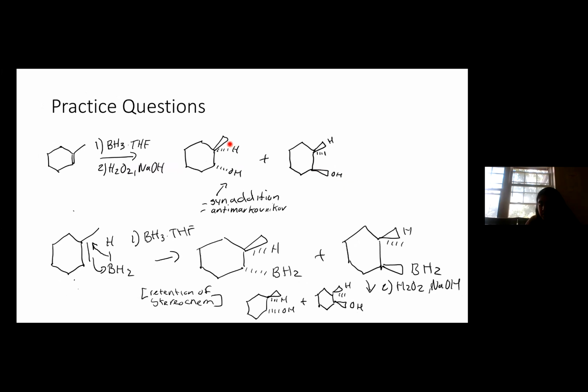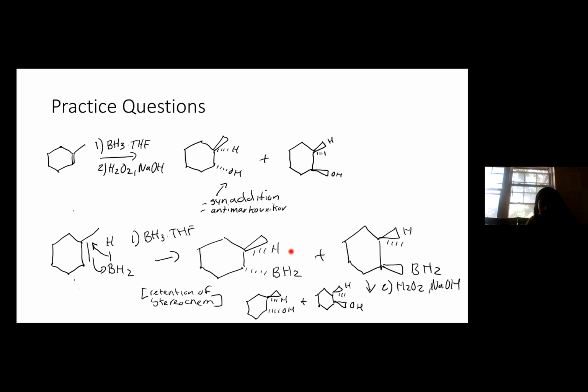So again, these are both dashes or both wedges, because they're syn addition, same side, and Anti-Markovnikov, which is why OH is added to the least substituted carbon. And this is just for you guys to look at, but let me go over it real quickly. So again, this double bond goes to this B, so it forms a bond between this carbon here. This bond breaks, this forms a bond between this carbon and this H right here. So we have something that looks like this.